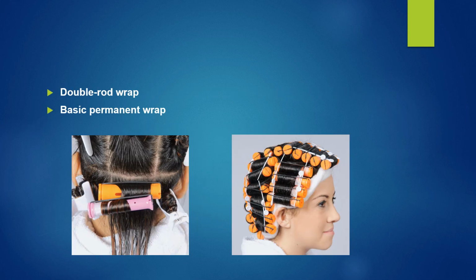Next we have the double rod wrap and the basic perm wrap. The double rod wrap, also known as piggyback, is used for extra long hair. The hair is wrapped on one rod from the scalp to midway down the hair shaft, and the other rod is used to wrap the remaining hair strand in the same direction. This allows for better penetration of the processing solution and for a tighter curl near the scalp than that provided by a conventional croquignole wrap.